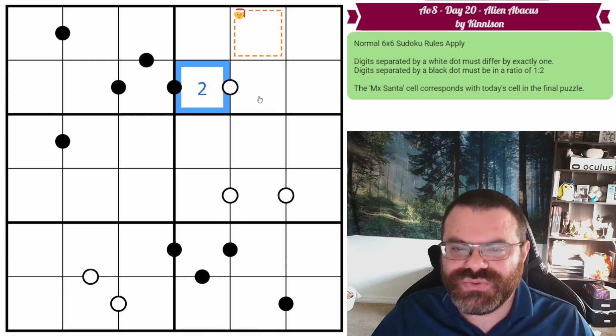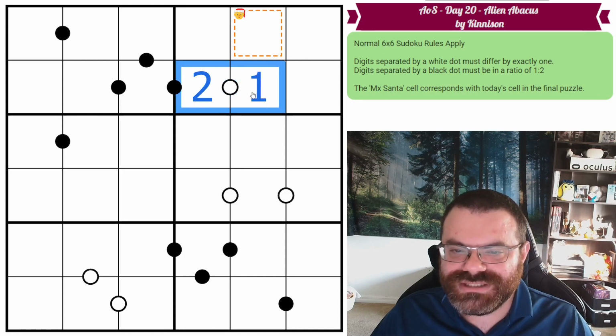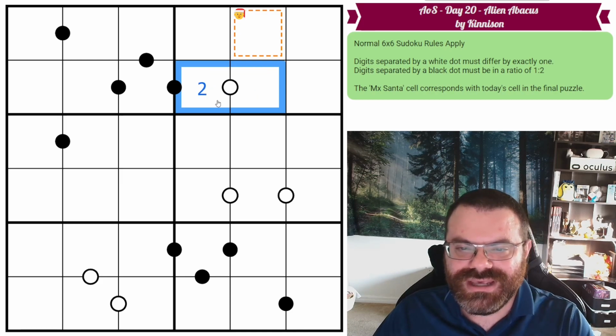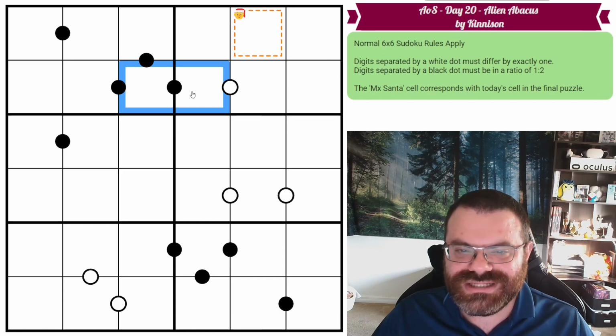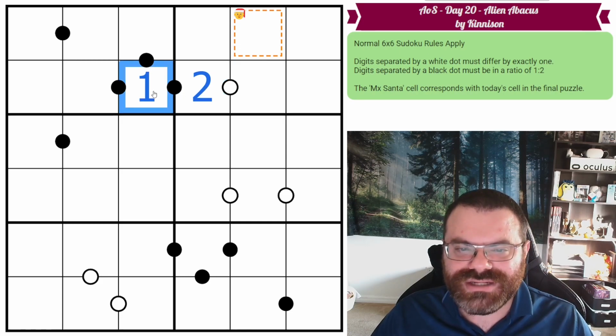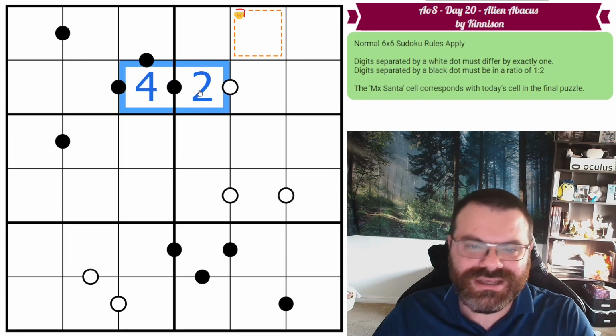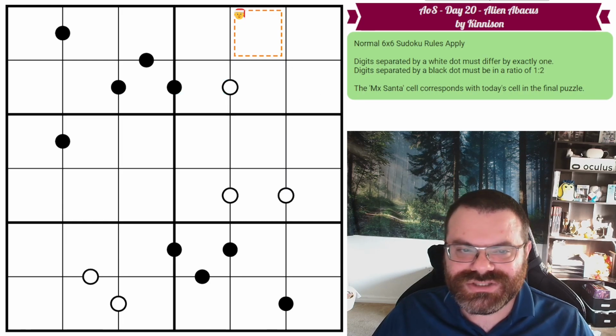So if this was a 2, this would have to be a 1 to be consecutive with 2, or it'd have to be a 3. Those are the only options if this cell were a 2. And the black dots separate digits with a ratio of 1 to 2, which is an easy way of saying that one is exactly double the other. So if I put a 2 here, this could be a 1, because 2 is double 1, or this could be a 4 because 4 is double 2. All right, and so those are the rules. Definitely try it yourself first, and I'm going to get started now.